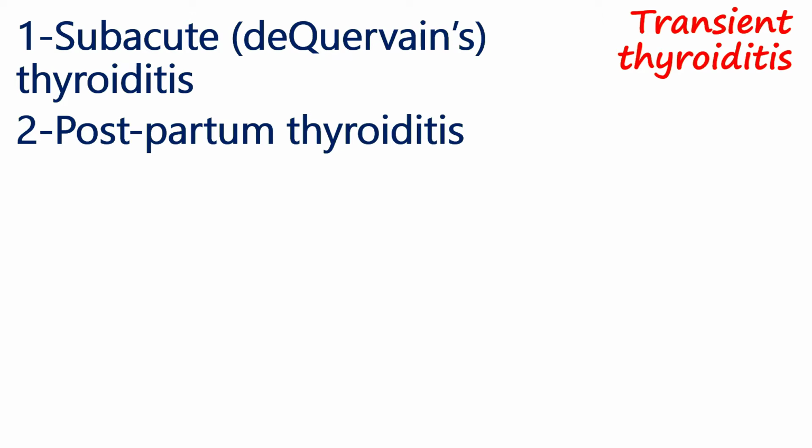How to recognize? It is very simple. Doing a radioactive iodine scan of the thyroid gland, in cases of subacute thyroiditis or postpartum thyroiditis, the intake will be decreased. Now, about some rare causes inducing hypothyroidism.